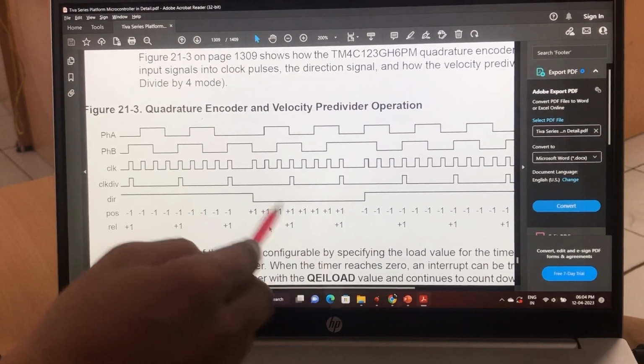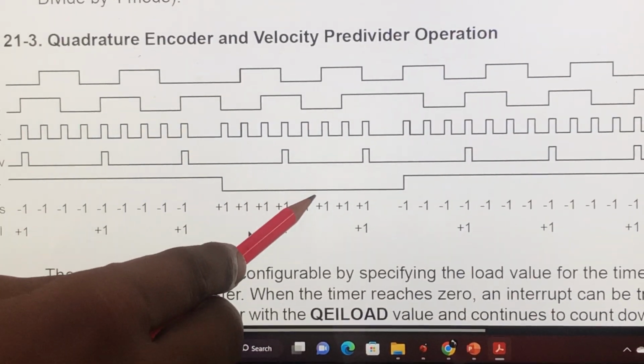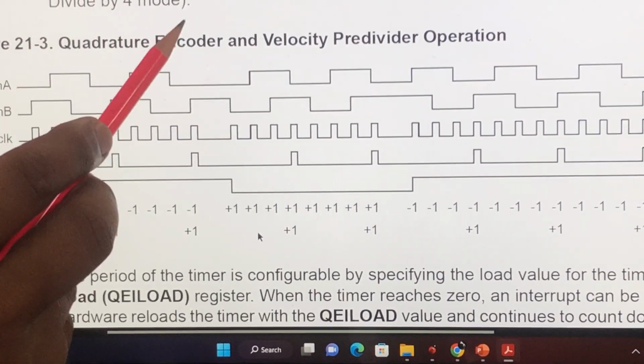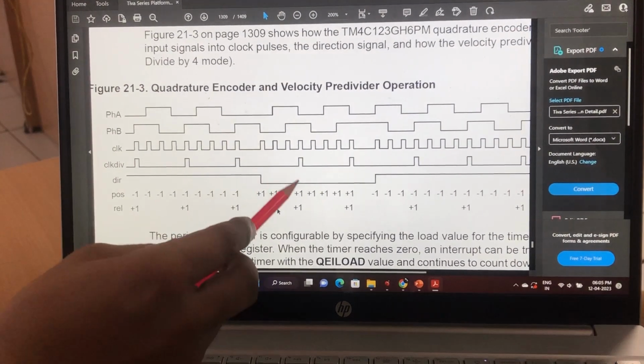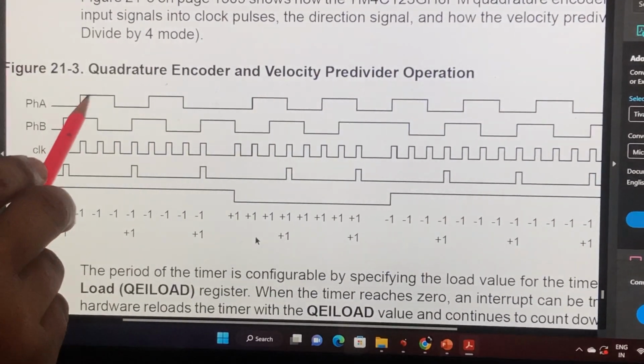So when the direction bit is 0, it denotes the motor is rotating in anti-clockwise direction. When this bit is 1, it denotes the motor is rotating in clockwise direction. How do you know whether the motor is rotating in clockwise or anti-clockwise direction? By looking at the rising edge of the 2 pulses.